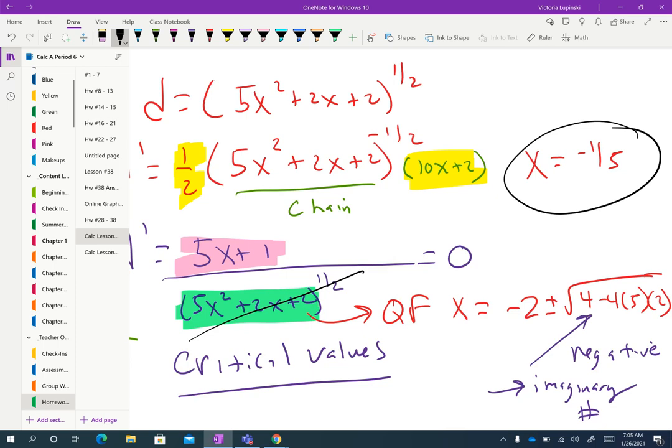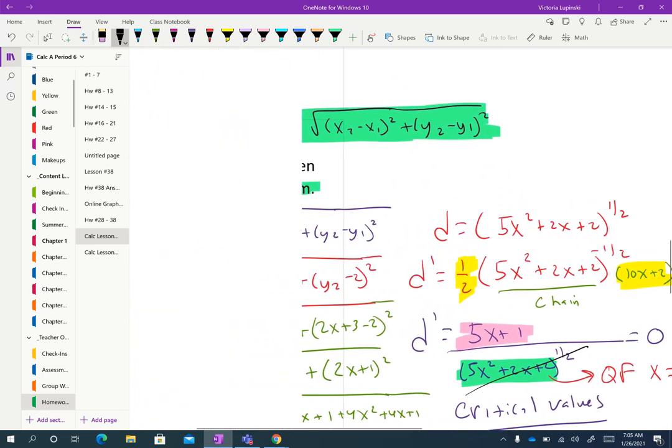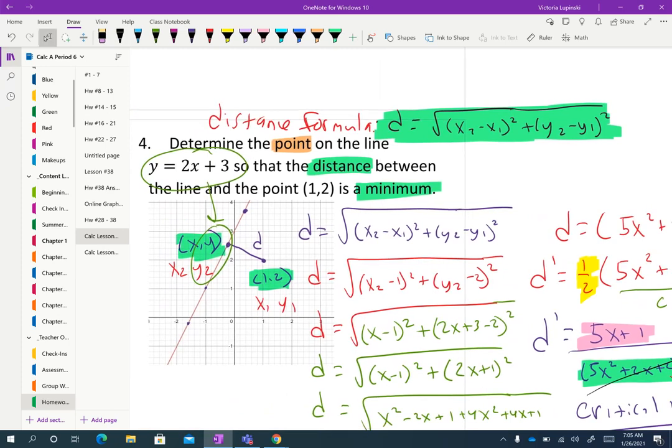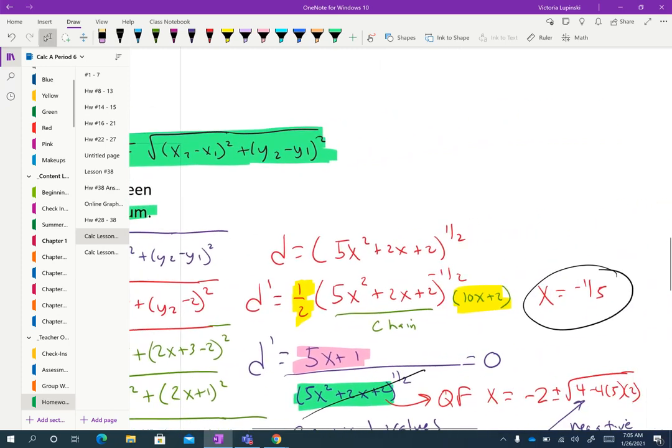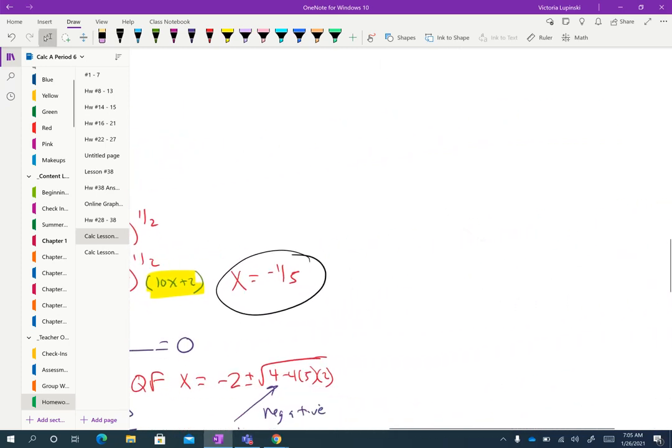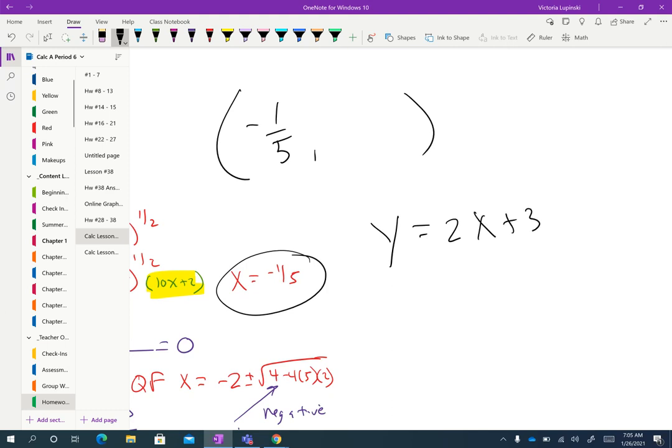And then again, as always, go back and just make sure you've answered the question. The question is, you want to find the point x comma y. So all you've done so far is find the x value of the coordinate, negative 1/5. You're now going to have to find the y value of the coordinate. And to do that, you're going to plug into y equals 2x plus 3. So y equals 2 times negative 1/5 plus 3. So y equals negative 2/5.